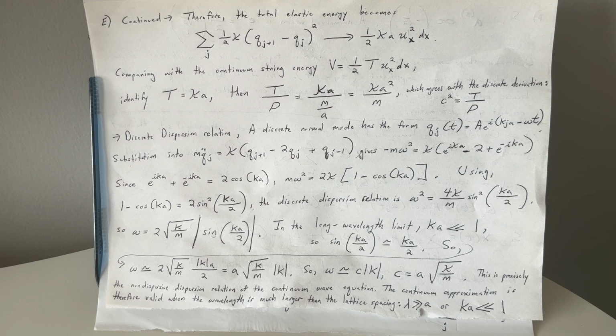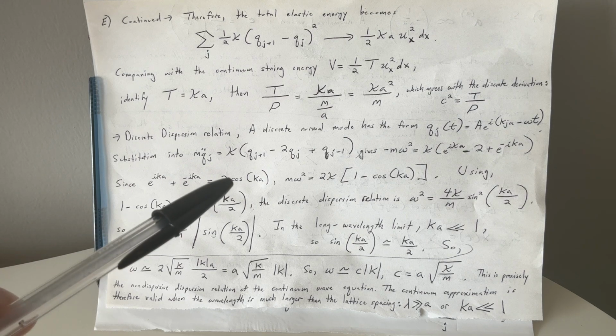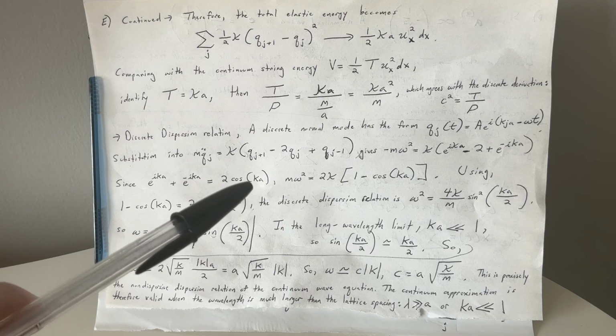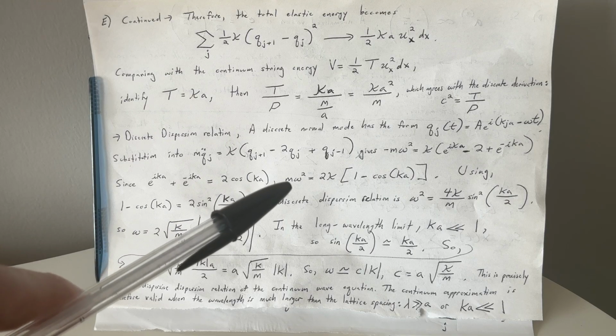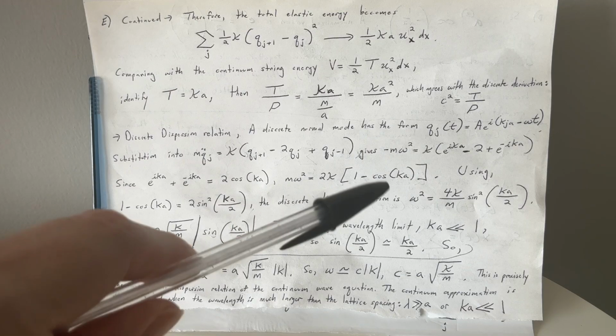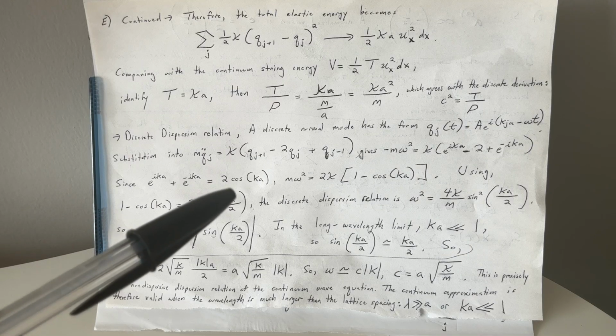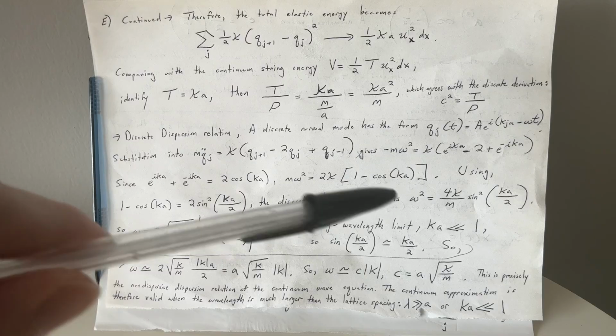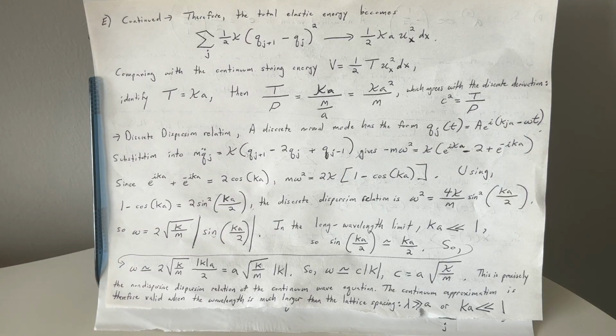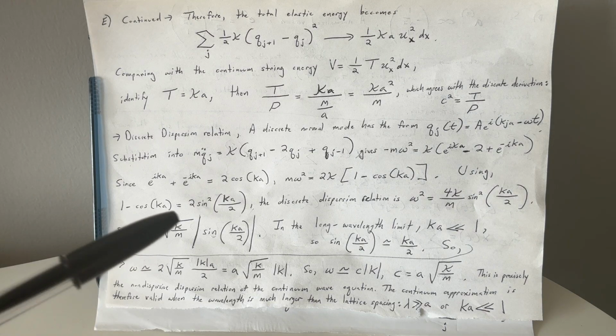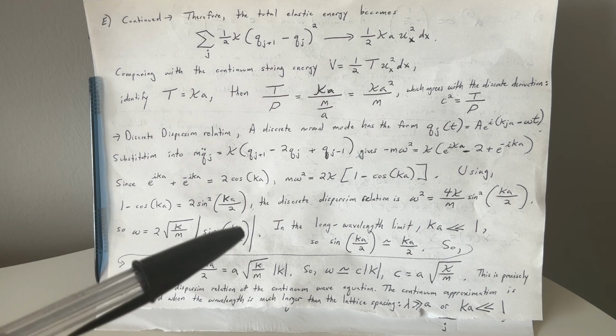So here we wind up with the following. Since we have this sum equals 2 cosine ka, m omega squared equals the following. For this sum, using 1 minus cosine ka equals 2 sine squared of ka over 2, the discrete dispersion relation is omega squared equals 4 kappa over m sine squared of ka over 2. So omega equals 2 times the square root of kappa over m times the absolute value of sine of ka over 2.